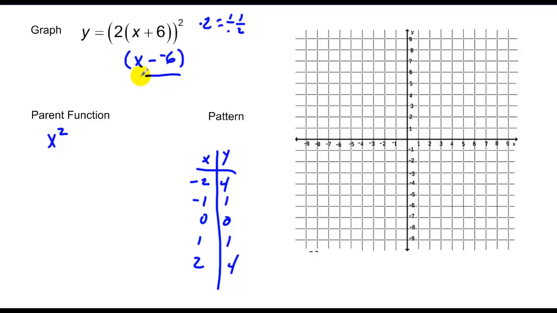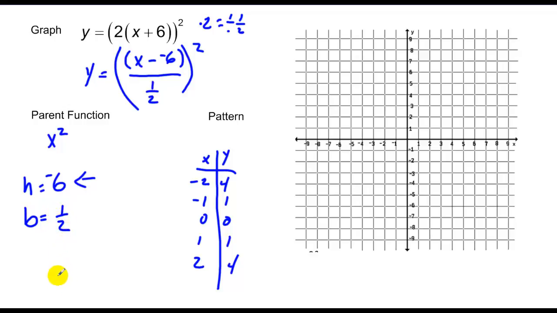So I can rewrite this equation as such. And notice, now I have this b term, which is 1/2, and this h term, which is 6. So I know h is 6 with a negative type, which means it's going to move to the left, and I have a b value of 1/2, which means all my x values are going to be squished in by a multiple of 1/2. So once again, I'm going to go back 6, like so, and call that my new origin.